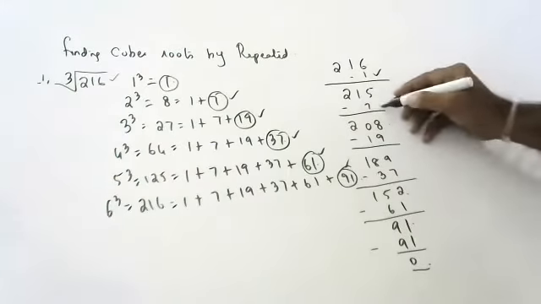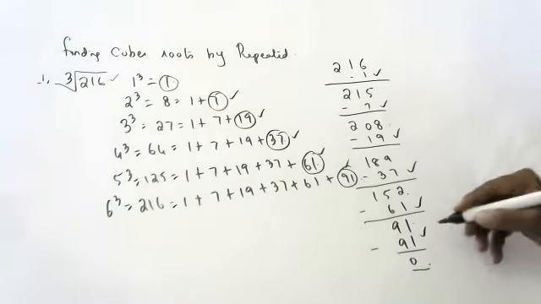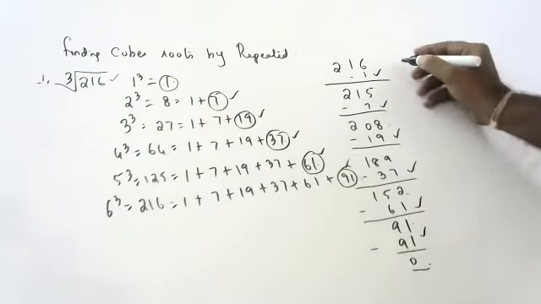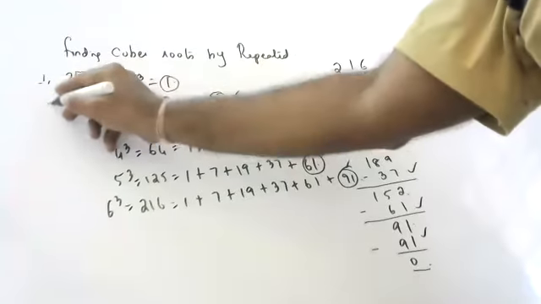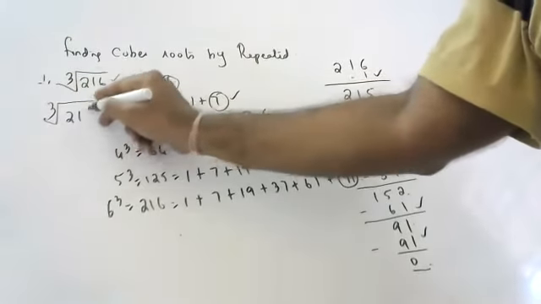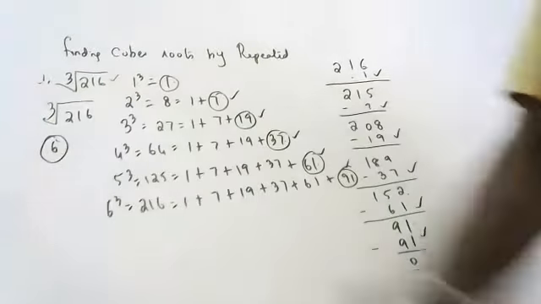So, children, 1, 2, 3, 4, 5, 6. We have subtracted 6 times. So the cube root of 216 is 6. This is repeated subtraction.